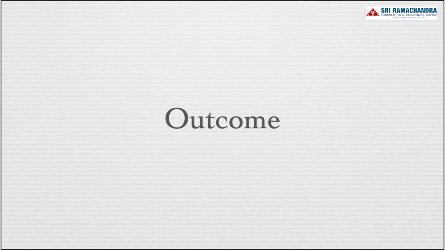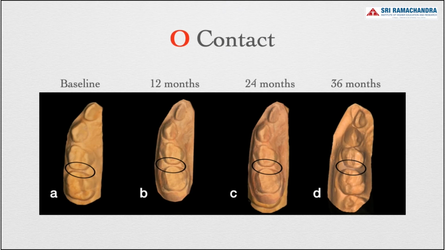So now that we've completed our data collection, we need to know what happened at the end of it, right? We need to know the outcome. The outcome is going to be shown to you in the form of models. For example, we're going to show you each type of contact, and these contacts are of one child at baseline, 12 months, 24 months, and then 36 months. So this is for O contact, and as you can see, they are caries free. The contact of this child has been caries free from baseline through till 36 months.